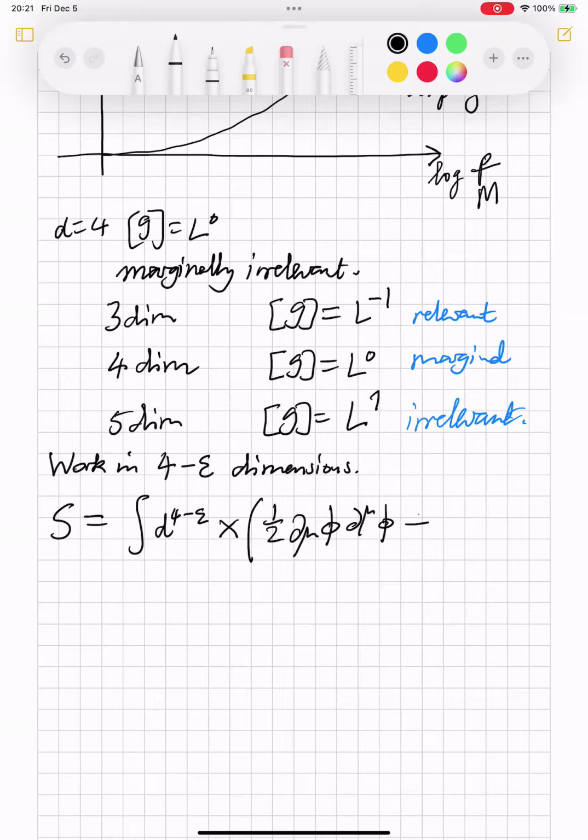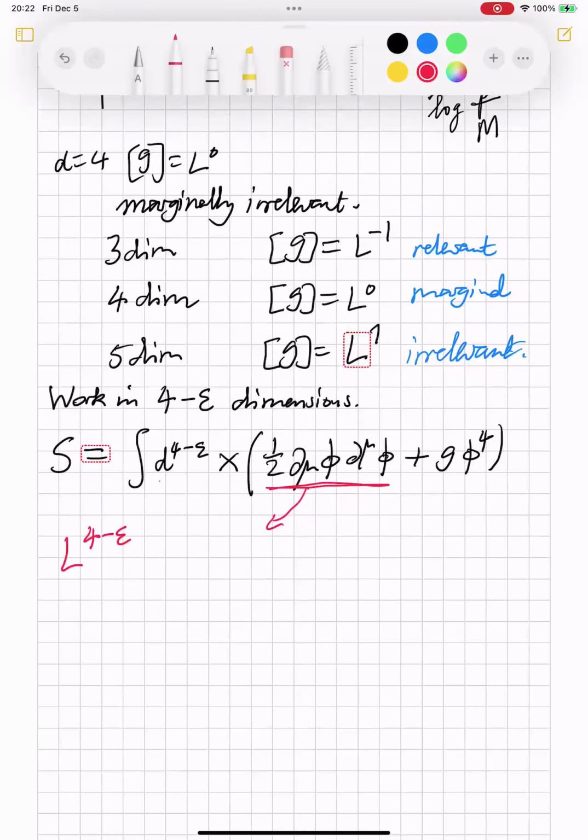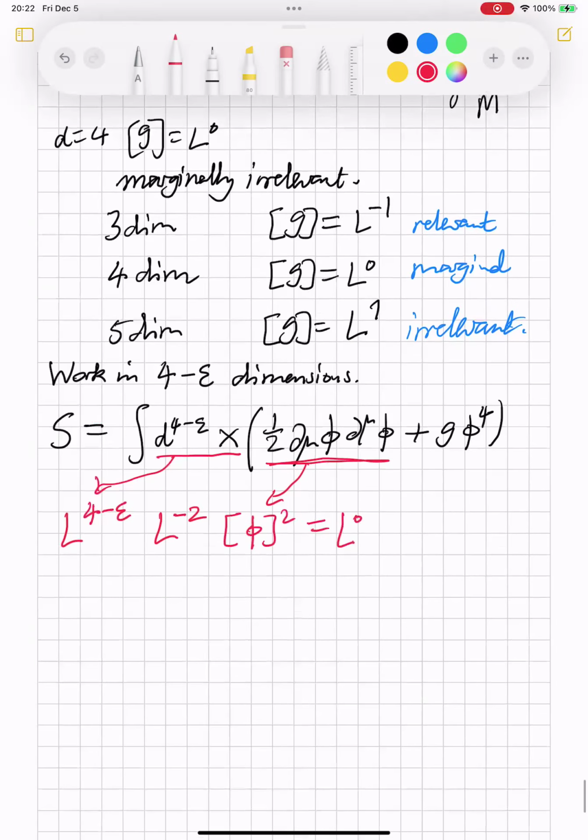So if we look at this first term over here, we know the action must be dimensionless. From the measure d^(4-ε)x, we've got a length to the 4 minus epsilon. So this really comes just from the measure term. Then we've got a length to the minus 2. That's coming from these two derivatives, the ∂_μ φ, each of those is a length to the minus 1. And then we've got the dimension of φ squared, and this must be length to the naught because the action is dimensionless. So what is φ squared equal to?